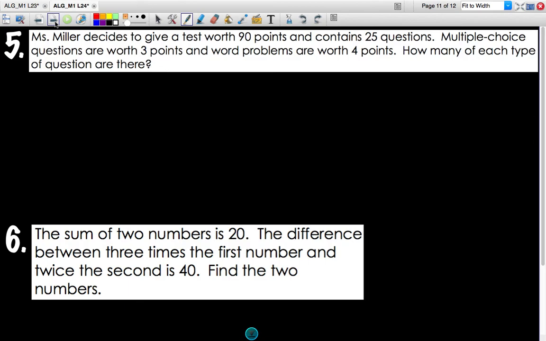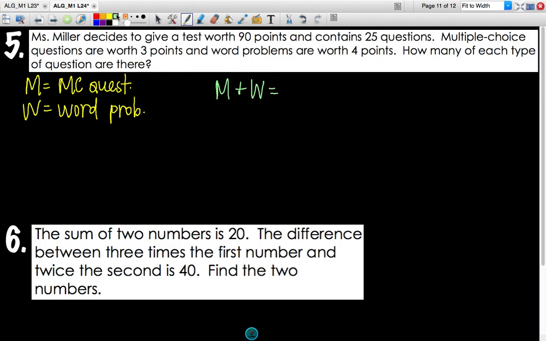Let's look at another practice problem. Miss Miller decides to give a test worth 90 points and contains 25 questions. Multiple choice questions are worth 3 points and word problems are worth 4. So we've got two types of questions. So let's let M equal a multiple choice question. And let's let W equal a word question or a word problem. Okay, so I've got 25 questions. So I know my multiple choice questions plus my word problem questions are going to equal 25.